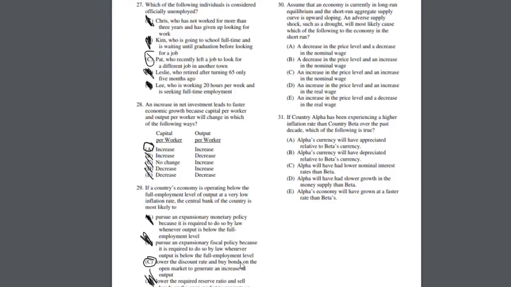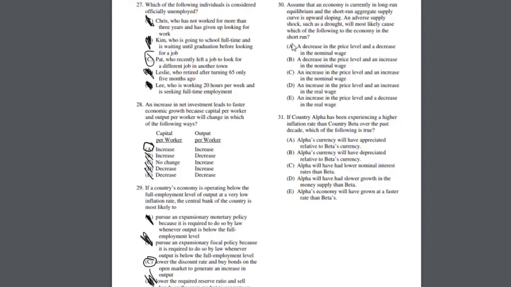Assume that an economy is currently in long-run equilibrium and the short-run aggregate supply curve is upward sloping. An adverse supply shock, such as a drought. So an adverse supply shock, that's a negative supply shock. That's also called stagflation. Stagflation is a term you probably should know. Actually, you need to know. It's a decrease in short-run aggregate supply, which will increase the price level and decrease output. So we're looking for something that has to do with that.